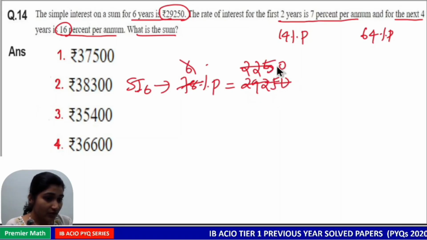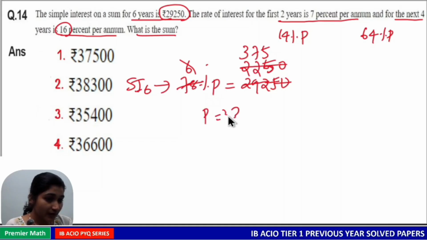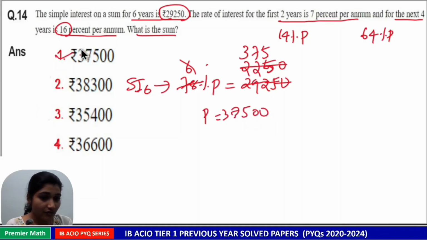So again, 6 goes 3 times in 22, remaining 4; 7 times in 42, remaining 3; 5 times in 13. So 1% of principal is 375, which means principal is equal to 37500. Option 1 is your answer.